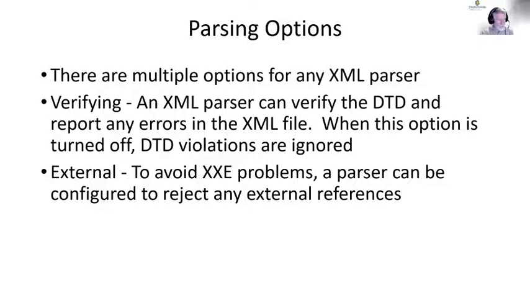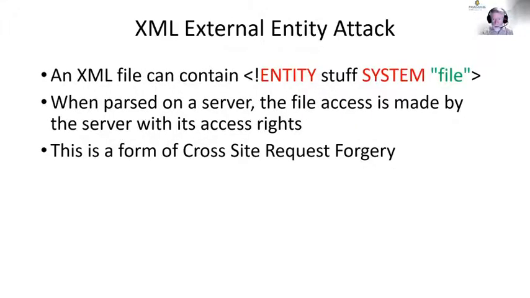And then again, there's the external option that says, can you or can you not go out and grab files from another location? And here, you can also say that you want an entity when you have an entity. Remember, in this case, we have stuff. So anytime there's an ampersand stuff semicolon in your file, it will go out and get this file or URL. It will put that in the XML file.